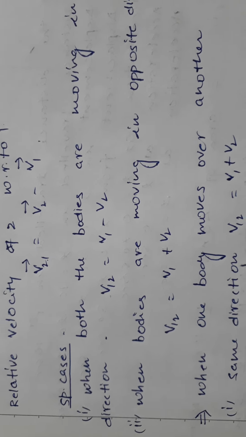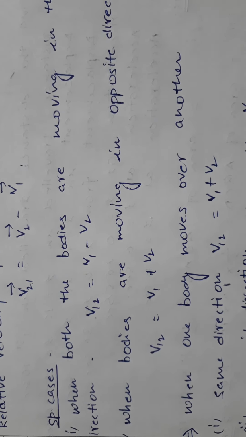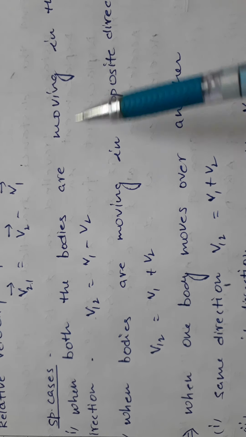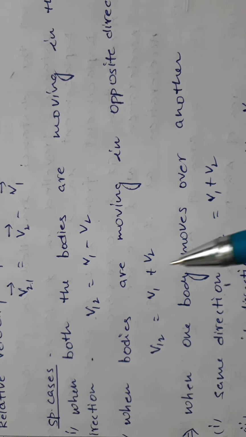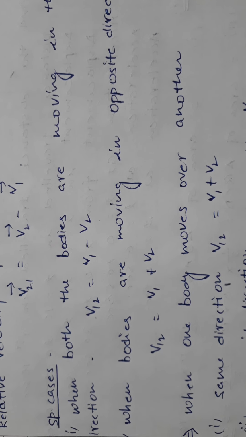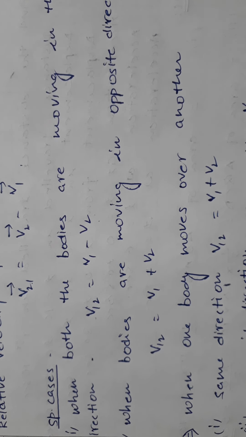Now the special case is where we directly calculate the relative velocity. If bodies are moving in the same direction, then relative velocity is equal to the difference. For example, suppose two trains are moving in the same direction with different velocity. One train is moving with 150 km per hour and another train is moving on the parallel track with 100 km per hour. So relative velocity will be reduced. Relative velocity will be less because they are moving in the same direction. So they will take more time. You can experience this by your own example.